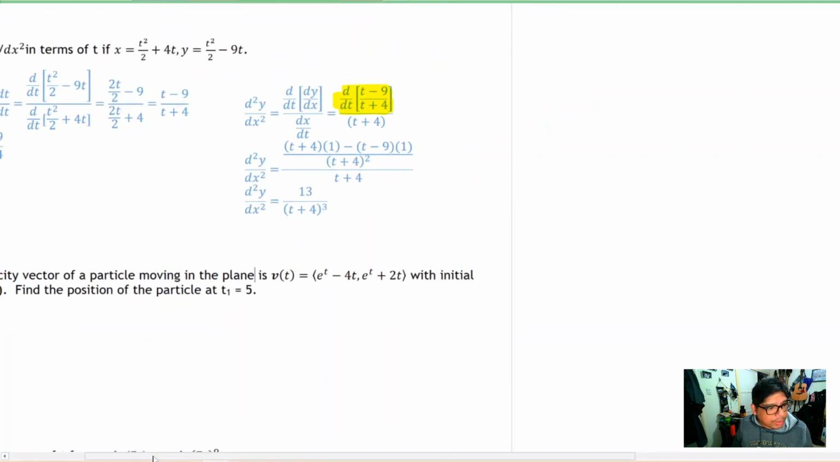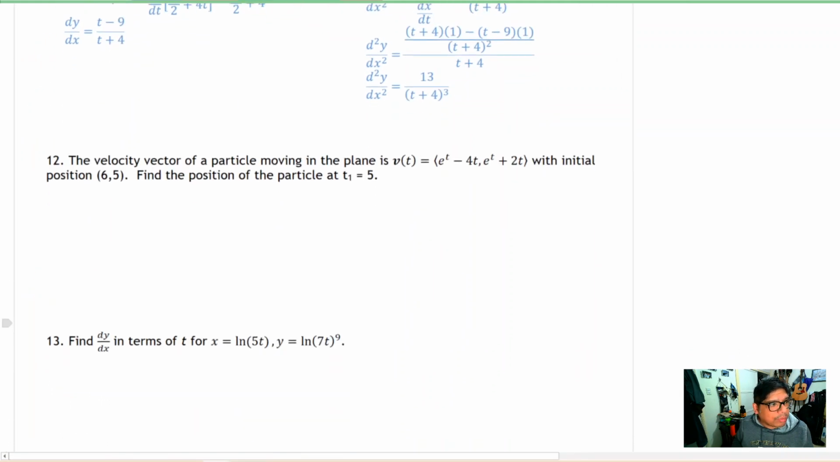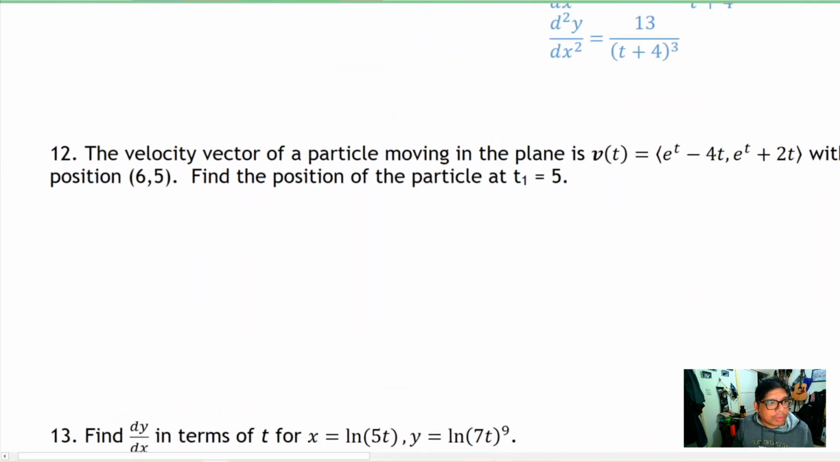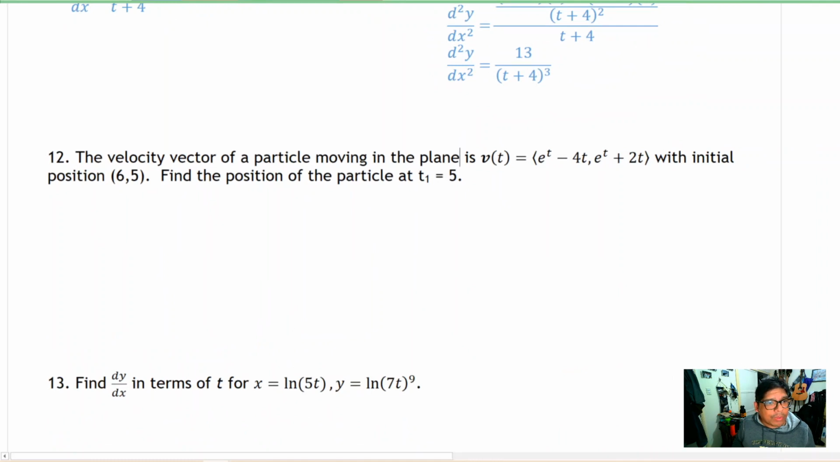All right, let's take a look now at number 12. The velocity vector of a particle moving in the plane is v equals (e to the t minus 4t, e to the t plus 2t), with an initial position of (6, 5). Find the position at time t1 equals 5. So initial position (6, 5) just means that x of 0 equals 6 and y of 0 equals 5.